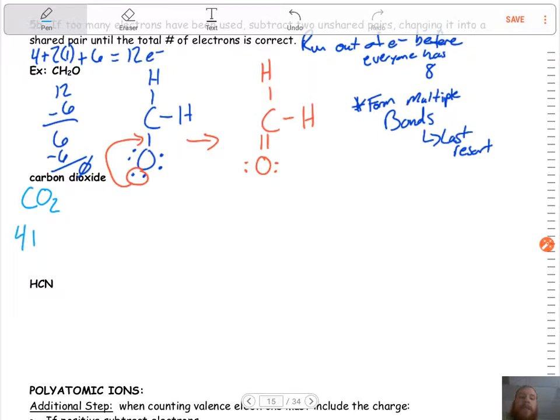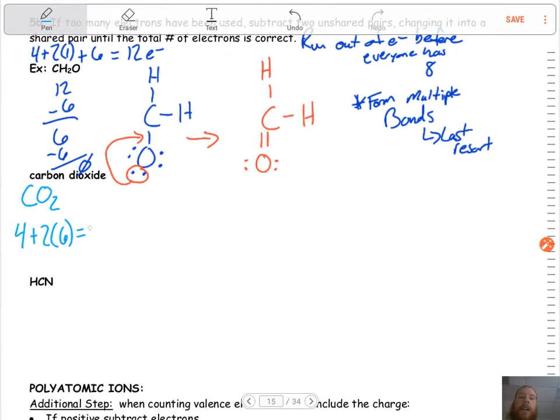4 from carbon, plus 2 times 6 from oxygen. So that's a total of 2 times 6 is 12, plus 4 is going to be 16. So draw your skeleton structure. Carbon is going to be the center one. I'm going to have oxygens around it, connecting those. Now, it's not going to stay in this structure. We'll talk more about why that is later in the next video.